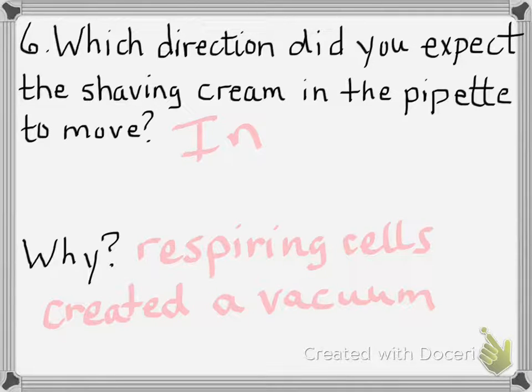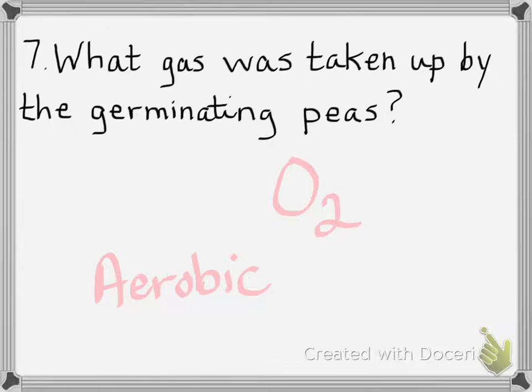What gas were the respiring cells using up? Make up your mind. I heard CO2 and oxygen. We're doing cellular respiration. What gas do you use up, CO2 or oxygen? Use it up. You don't give it off, you use it up. Oxygen, definitely. It's oxygen. We're using up oxygen.